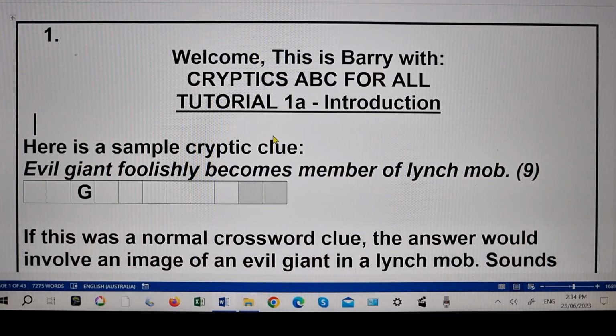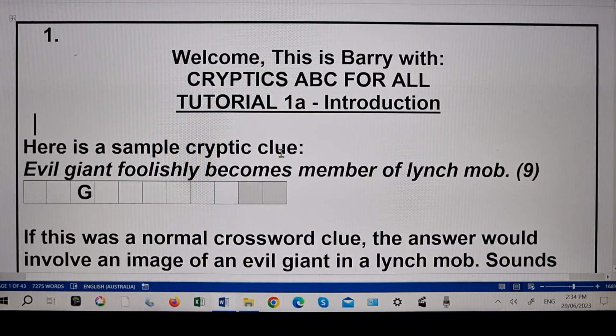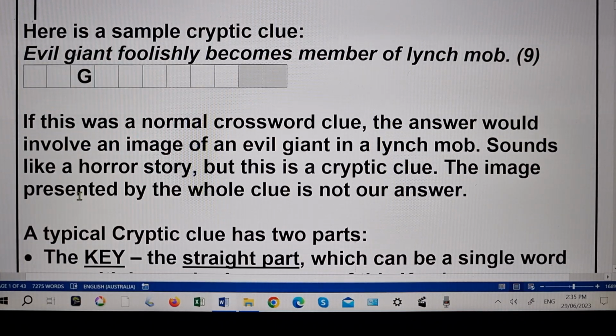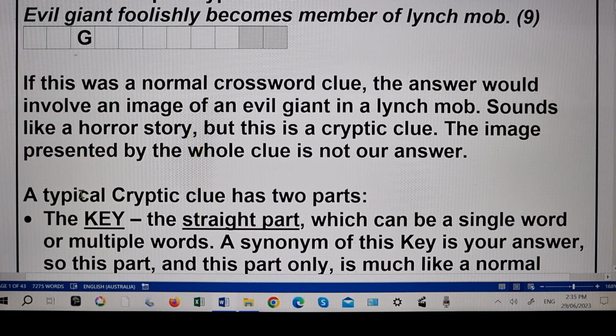Here is a sample cryptic clue. Evil giant becomes member of lynch mob. There are 9 letters, or if you look at the matrix, there are 9 spaces to fill in the matrix, with G being a given. Now, if this was a normal crossword clue, the answer would involve an image of an evil giant in a lynch mob. Sounds like a horror story. But this is the cryptic clue. The image presented by the whole clue is not our answer.